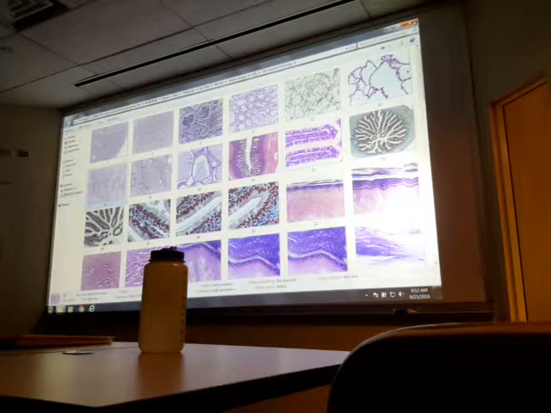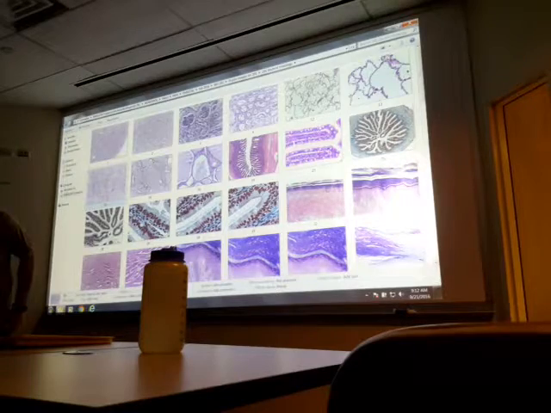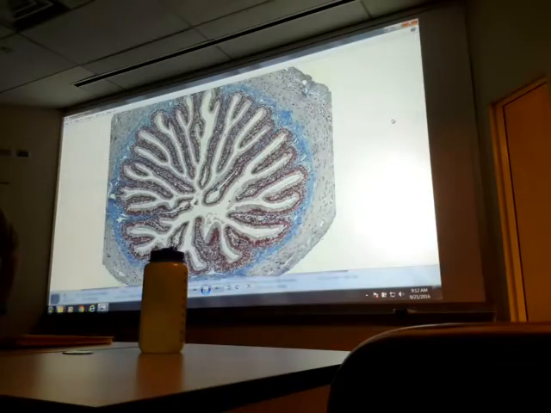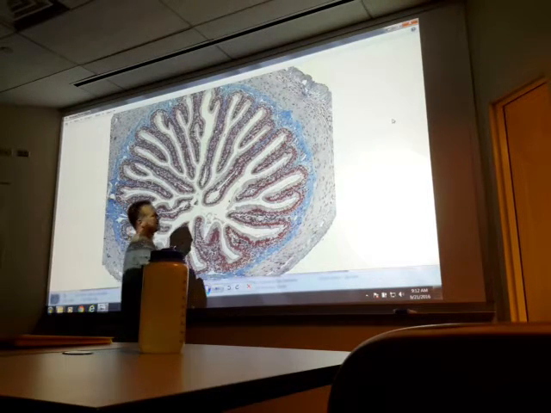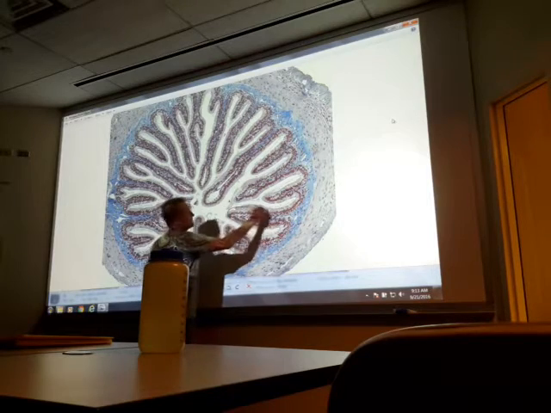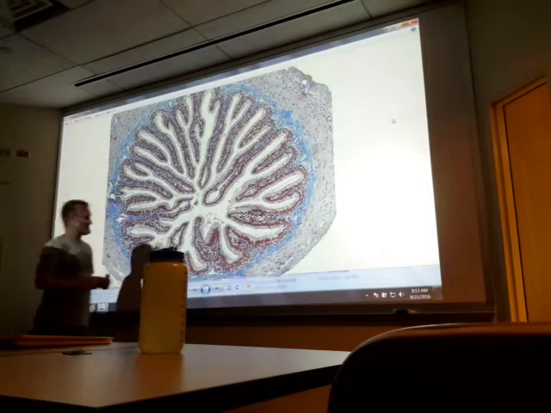Okay. Our next tissue is simple columnar. For simple columnar, we go to the small intestine. This is a cross-section of the small intestine. It's convoluted into villi. The villi are these finger-like projections. So that's a villus.